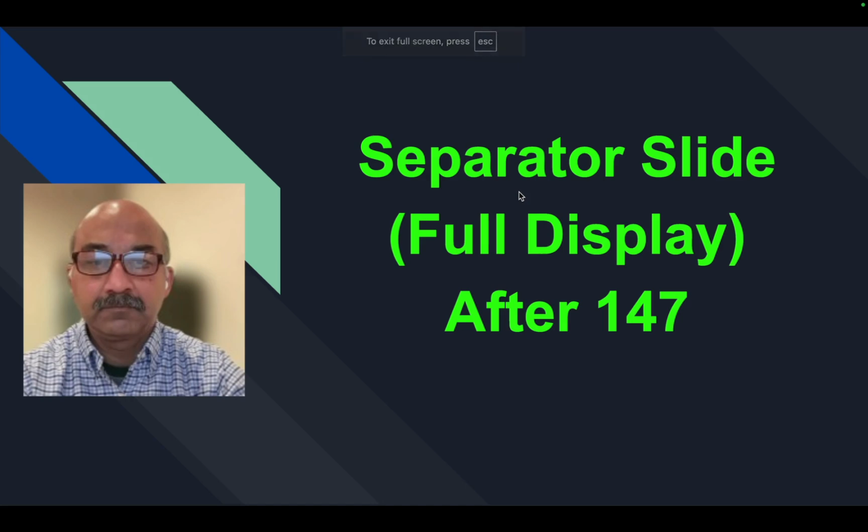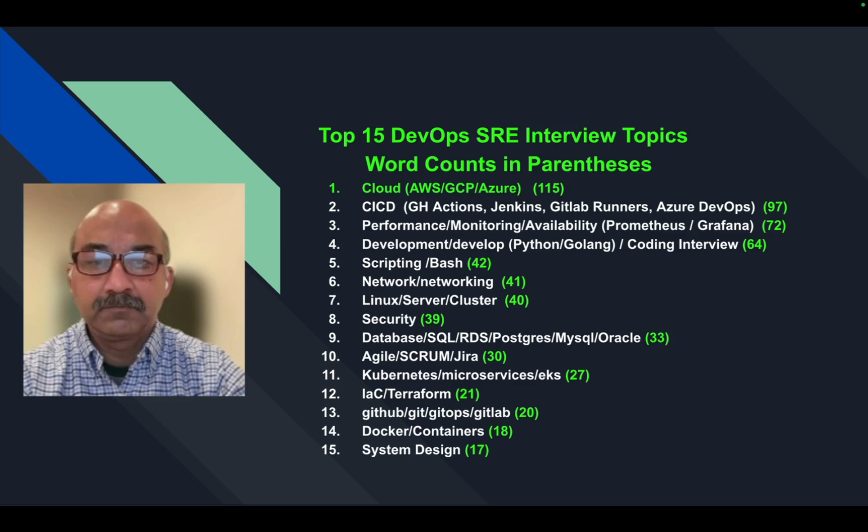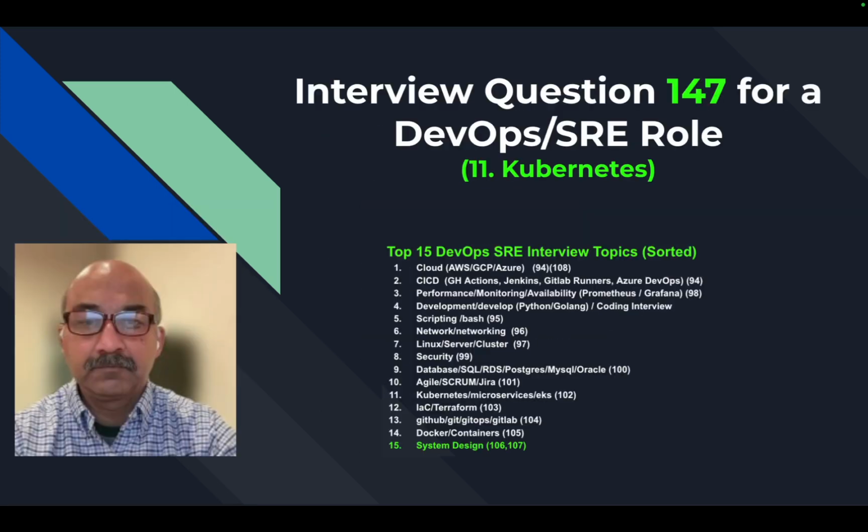Question number is 147 today, and as you might recall from my previous videos, I've done some research and come up with the top 15 topics/tools that you should be learning about if you're preparing for a DevOps role, and the ones at the top are more important than the ones at the bottom. And the numbers here are how many times these keywords came in the job descriptions out of I think about 35 jobs that I compiled. So today's topic is Kubernetes, number 11.